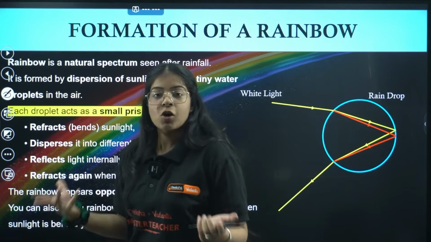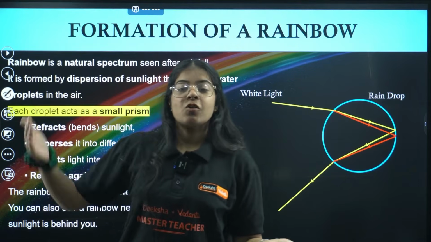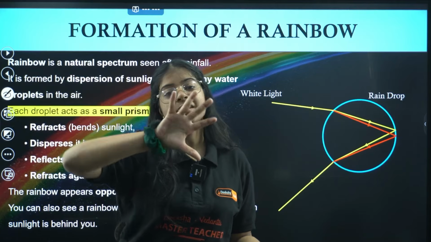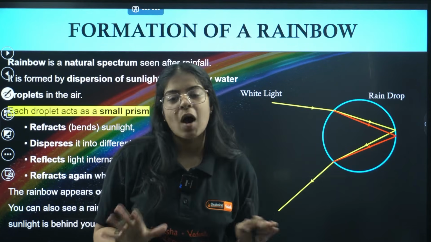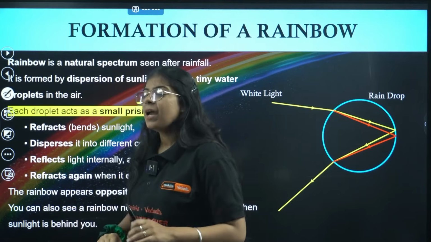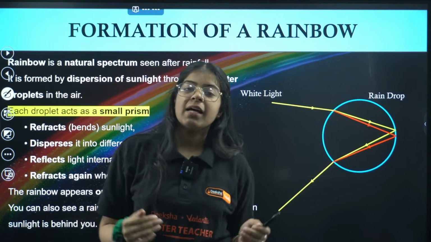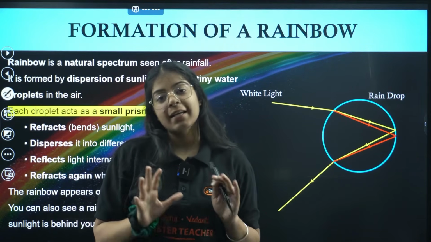And white light is of course hitting those water droplets. So, when that white light enters into that water droplet, it will get refracted. That is true until this is true, right? When a white light will enter into that water droplet, it will get refracted.